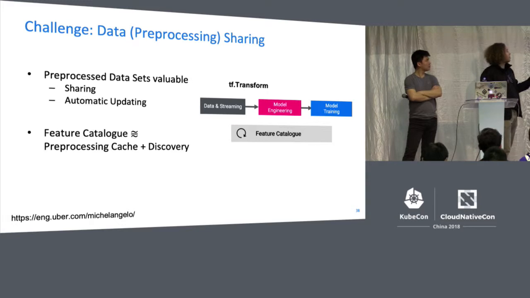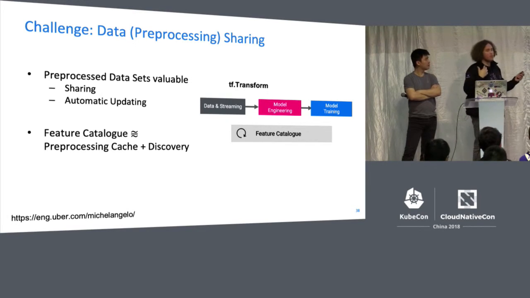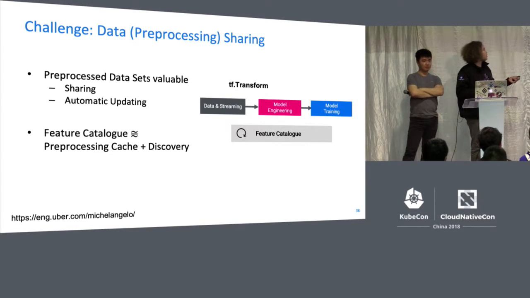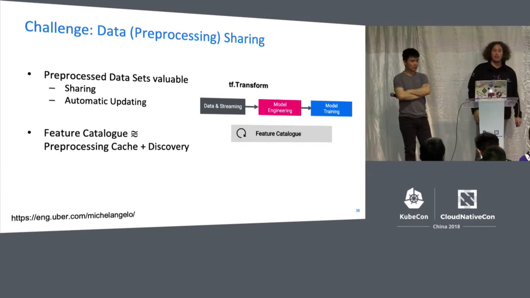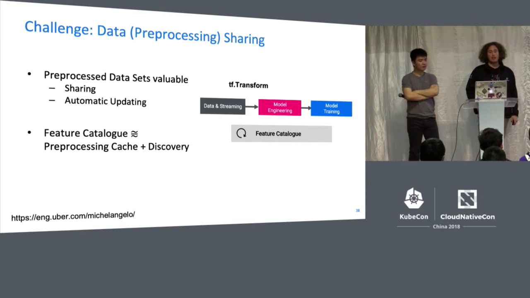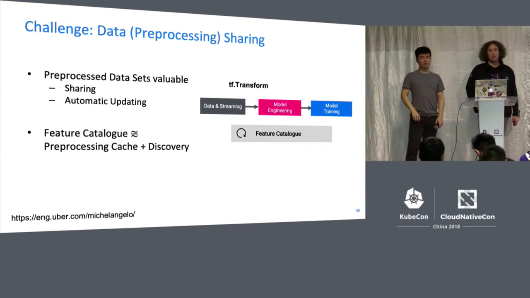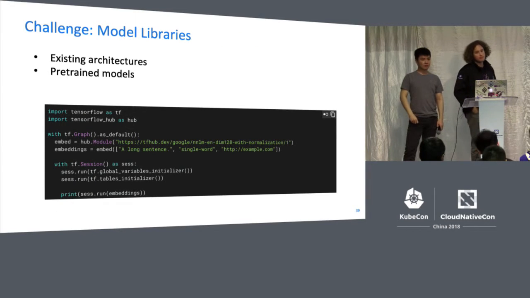And so therefore a feature catalog is really useful to share that. It's kind of like a pre-processing cache. I can even cache the prepared data sets, and also have discovery components that other people can find and reuse. A really highly recommended resource is Michelangelo by Uber. In their blog post, they talk a lot about this feature catalog.